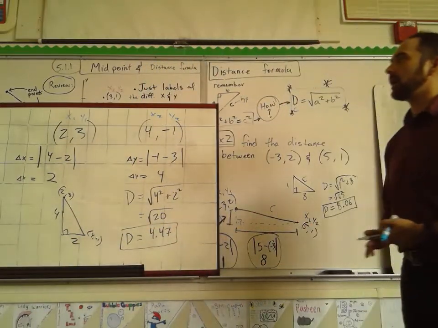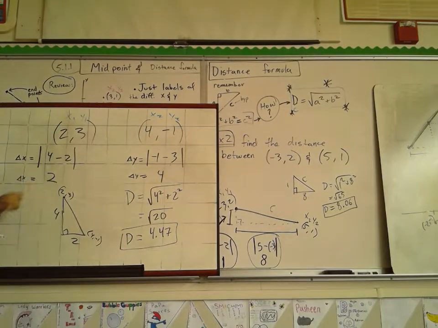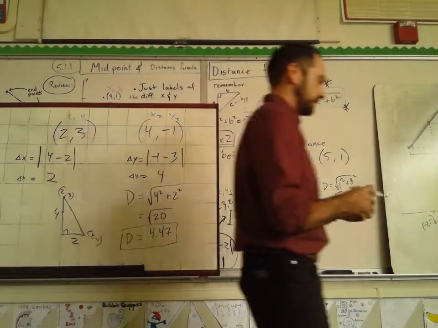So all we had were the 2 points given. I found the change in my x, 2, change in my y, subtracting and taking the absolute value. And then from there, you can use the distance formula right off the bat.